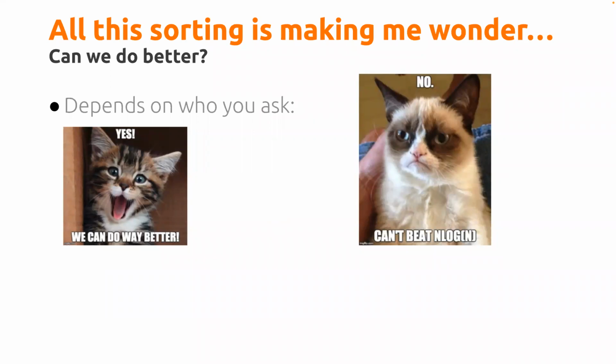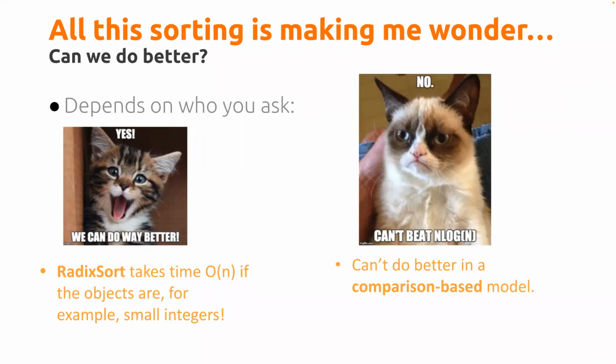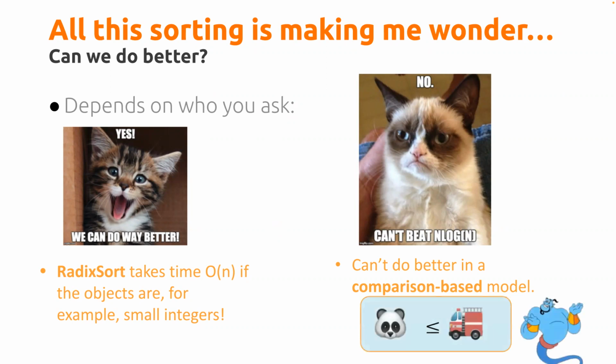However, if we know something about the inputs, we can do faster. For example, radix sort can take O of n time if you have inputs that are not too big and they're all integers, because we use bucket sort to sort them, right? So if you know more information about your data, you might be able to design an algorithm that is faster. But if the only thing you can do is compare 2 things, there is nothing faster than n log n.